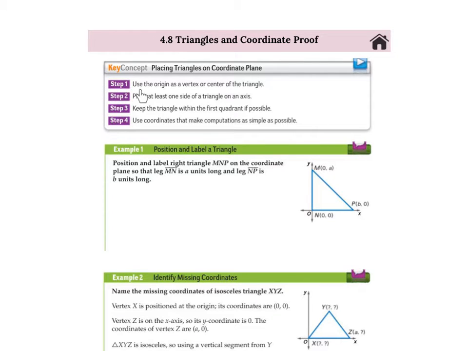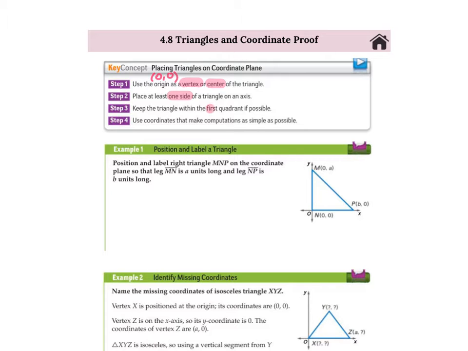Okay, so step 1, you want to use your origin as the vertex or center of the triangle. Remember, the origin is going to be 0, 0. So that's right at the center of your graph, okay? And the vertex or the center is either going to be the high point or, again, the center of the triangle, right? Step 2, you would place at least one side of the triangle on an axis, okay? This is going to make it easier for you to work with your numbers, okay?